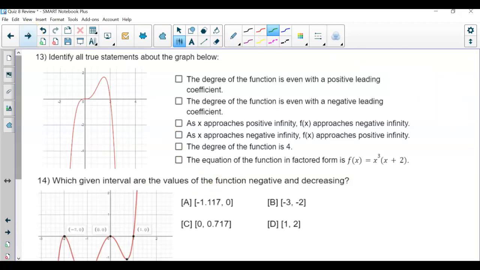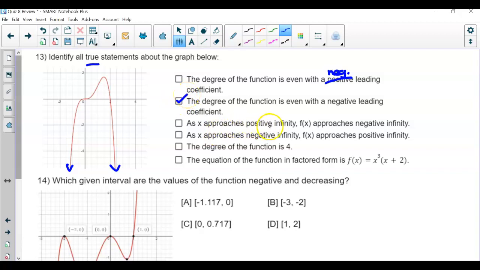So now our last two questions pertain to our graphs of our polynomials. So here you had to identify all of the true statements. So the degree here, let me add our arrows here. So the degree of the function is even. Well, I agree with that part because both arrows are going the same direction, but they're both pointing down. But this says positive, so that's wrong because this is negative. Then here the degree is even, which again I agree, with a negative leading coefficient. So that's why the second one is true.